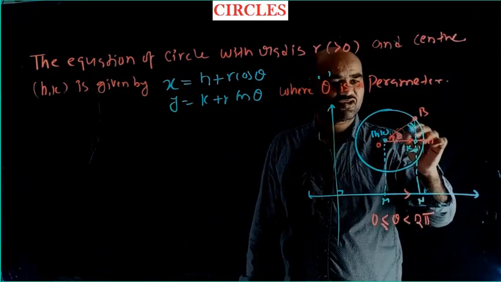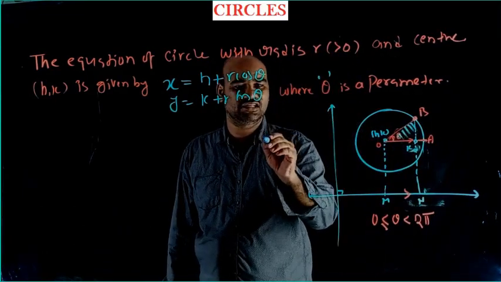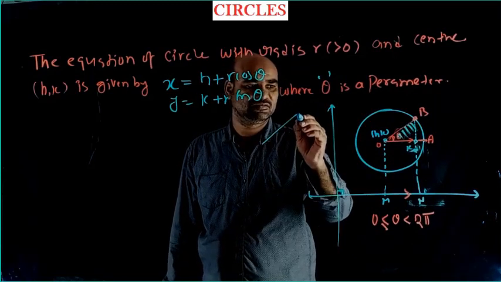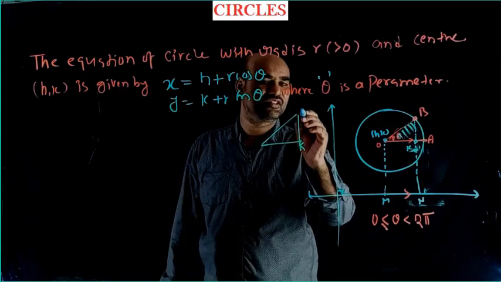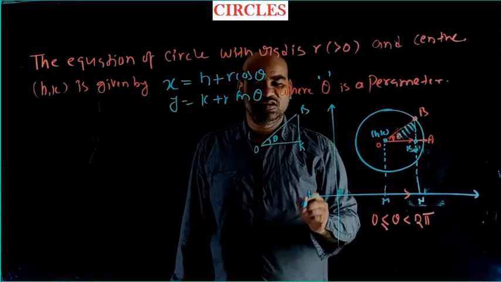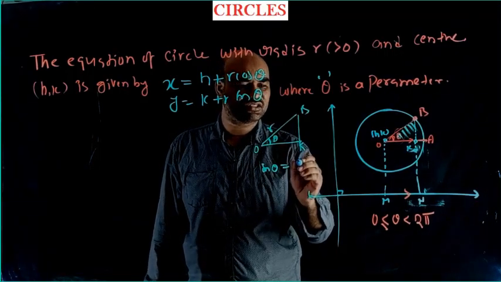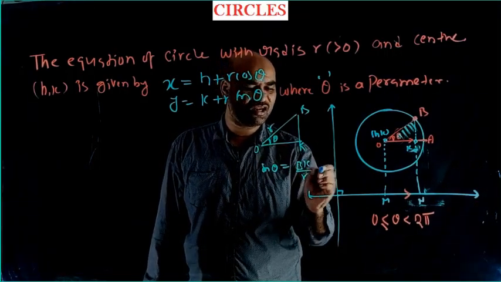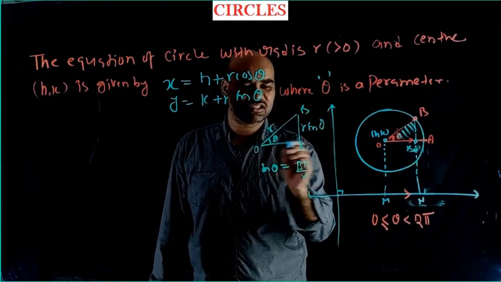So from this triangle, I want a separate triangle for that here. Right triangle here. K, this is B, this is O, this is theta. Okay, sin theta, this is r. Sin theta means BK by r, BK equal to r sin theta. I can say this is r sin theta. Similarly, I can say this is r cos theta.